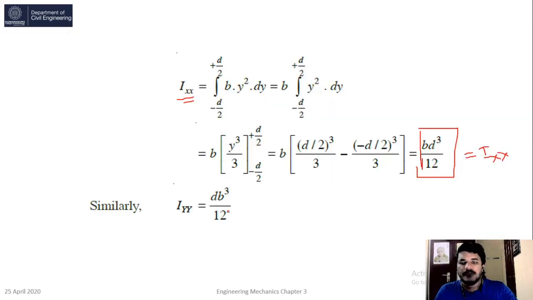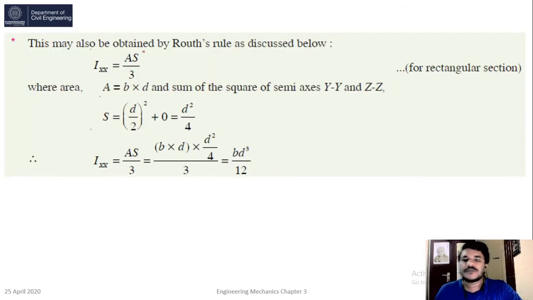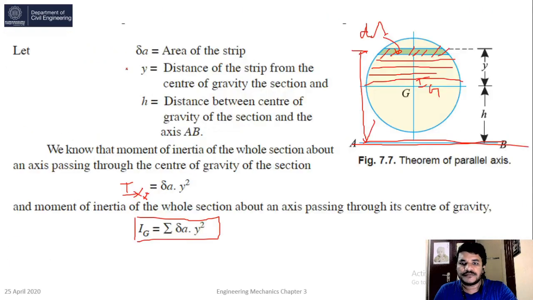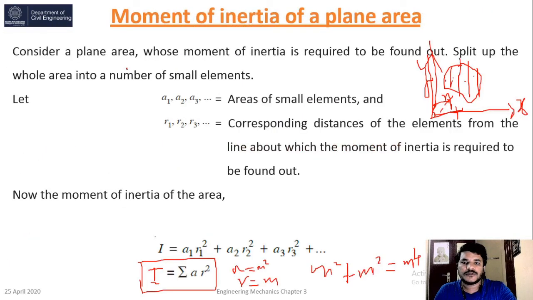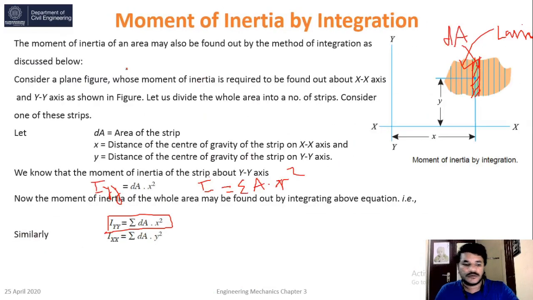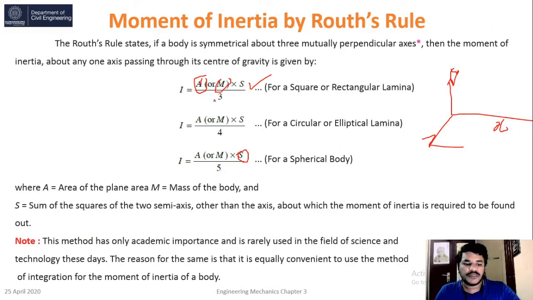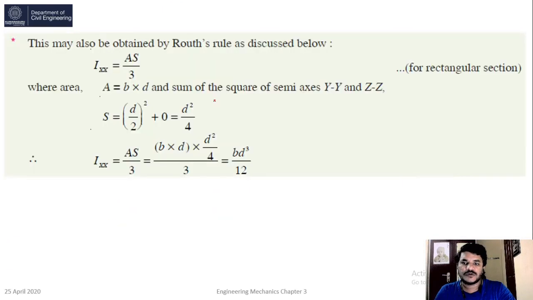So the same rectangular section you can solve using Routh's rule also. This is very simple. So you know the formula here. See, Routh's rule. So for rectangular section, area into S divided by 3 as per the Routh's rule, AS by 3. So you know the area. Now you have to take the entire rectangle. You don't take only the integration method. You need to take the elementary small strip. Okay, you can take the small strip. After that you can integrate the whole thing.